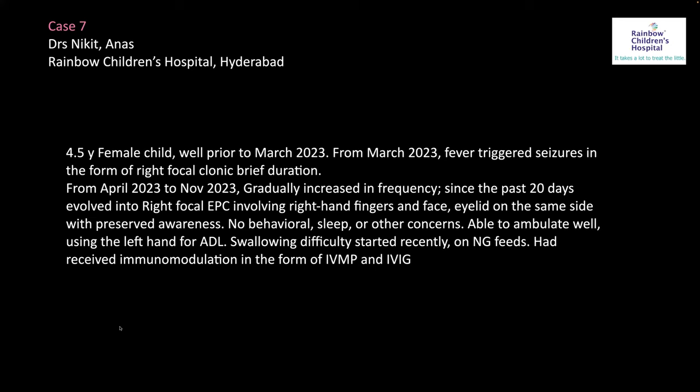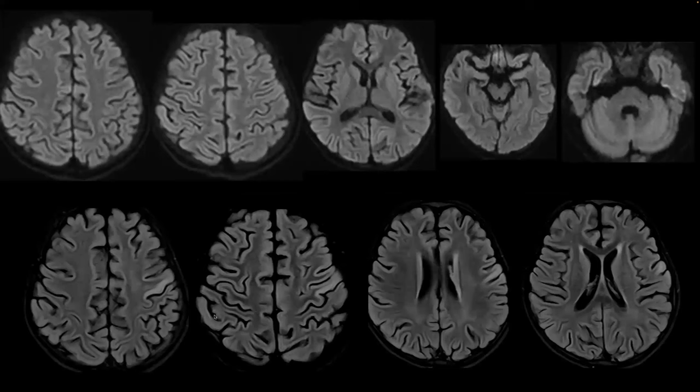But in the past 20 days, the seizure frequency and duration kept increasing and involved the right hand, face, and eyelid on the same side. She was aware during these episodes. There were no behavioral changes, no sleep or other concerns. She was admitted initially at a different center and then eventually at our center. The seizures were difficult to control despite 4 to 5 anti-epileptics, and she also received immunomodulation with IV methylprednisolone and IVIG and did not show any improvement. So refractory seizures. It was an EPC with intact awareness. Okay, another EPC. But only on the right side, all the seizures were on the right side.